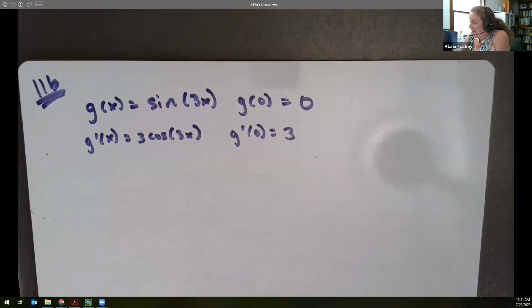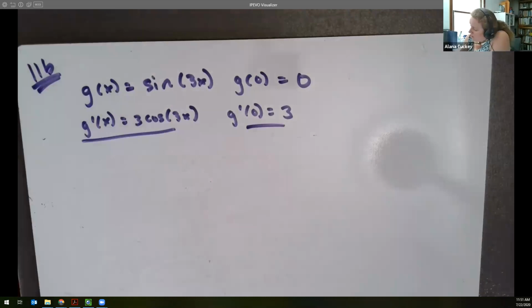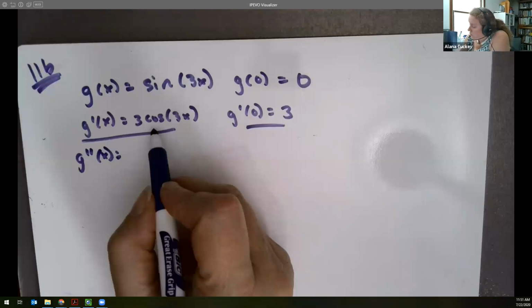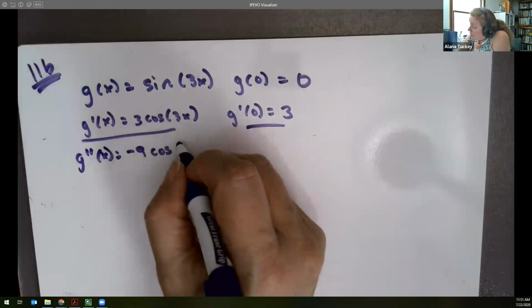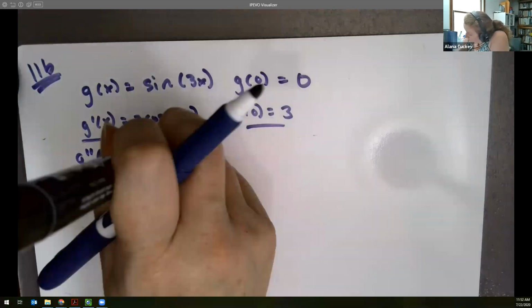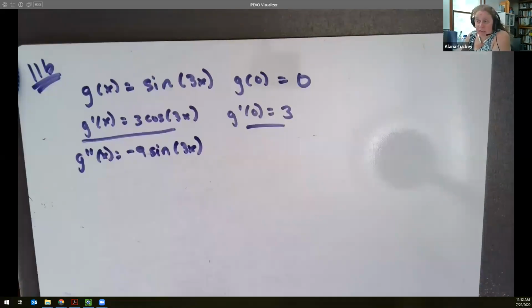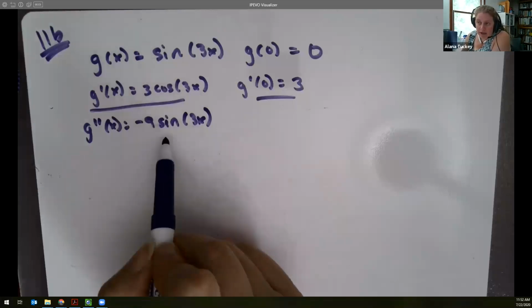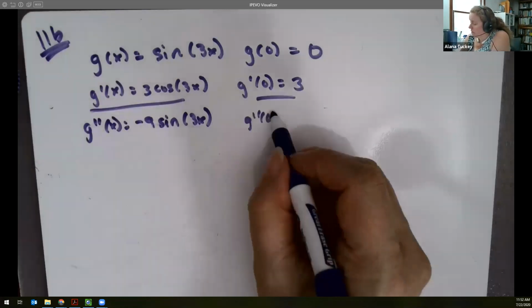Okay. All right. So, hey, first non-zero term. Yay, we got one. So we're going to skip that one. Second derivative. Derivative of cosine is negative sine. So it's going to be negative 9 sine of 3x, right? Because 3 times 3 is 9. You have to keep up with the chain rule. Okay, well, that's going to be 0, right? The second derivative at 0 is 0. So I don't care about that one.